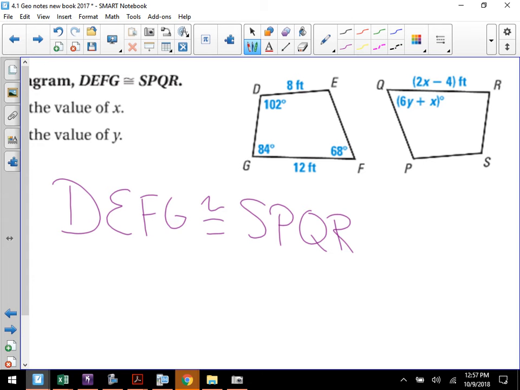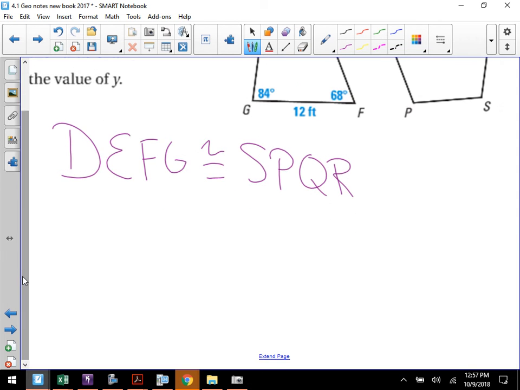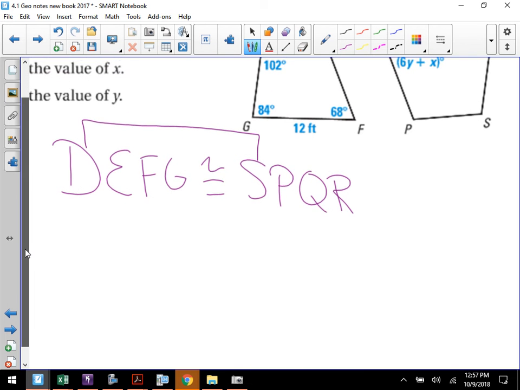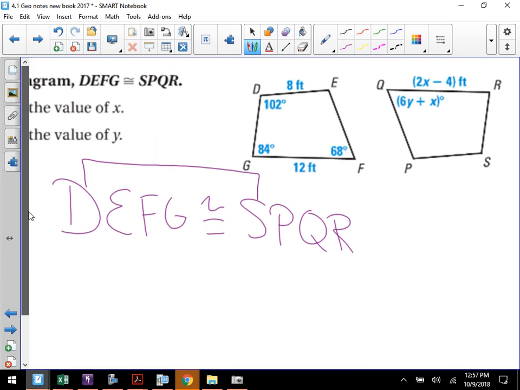All right, so this tells you that angle D has to match with angle S. Just S. Okay. So if angle D is 102, what does angle S have to match? 102. Okay. This is how this stuff matches itself together. Right. Because you're following the letter pattern.